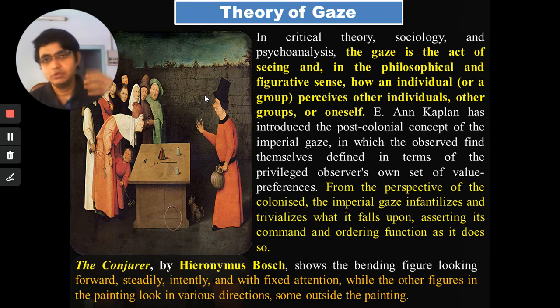পুরো পাল্টে দিচ্ছে। দেখার দৃষ্টিটা বুক 2-তে, voyage to the land of the Brobdingnag, অনেকটা পাল্টাচ্ছে। So কিভাবে পাল্টাচ্ছে? In book 2, the Brobdingnagians are much more socially, politically, and culturally superior than the human race. Gulliverকে দেখে হাসছে, মজা করছে, ঠাট্টা করছে, seeing the inflated pride of this very small human being. So in critical theory, sociology, and psychoanalysis, gaze is the act of seeing, and in the philosophical and figurative sense, how an individual perceives other individuals.